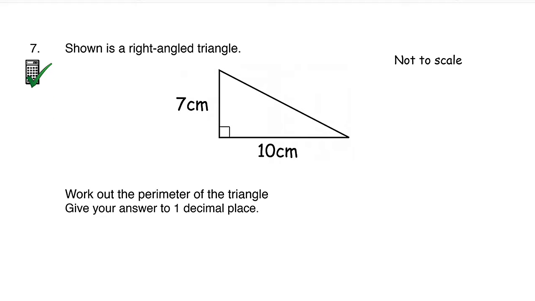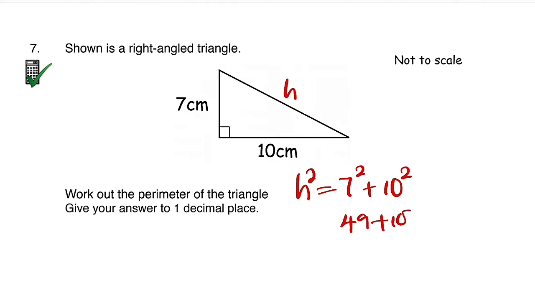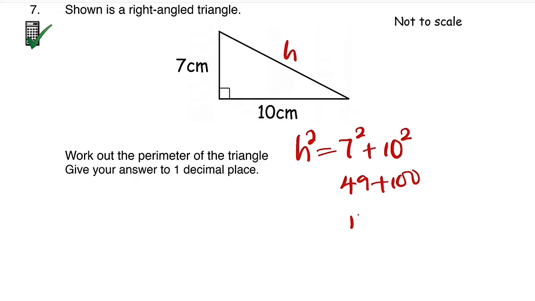Question number 7, we are asked to find the perimeter of this right angle triangle. So to find the perimeter, you have to find the hypotenuse first. Then you add all the side lengths. And we are asked to leave the answer in one decimal place. So let me call this h. So h squared will be equal to 7 squared plus 10 squared. 7 squared is 49, 10 squared is 100. So we have 149 here.